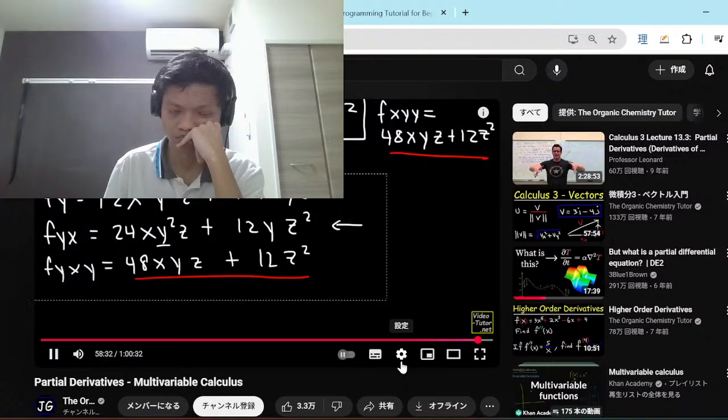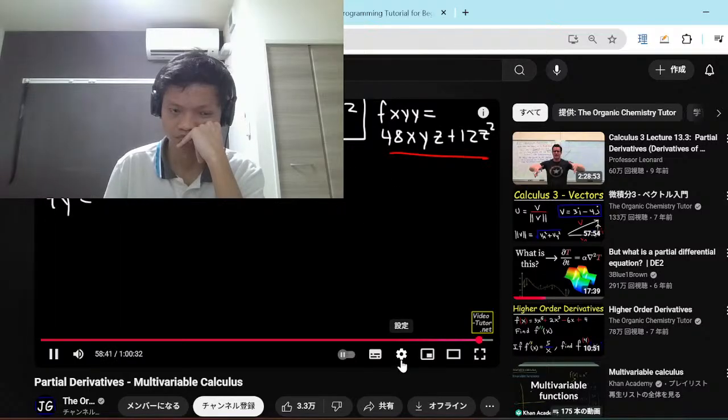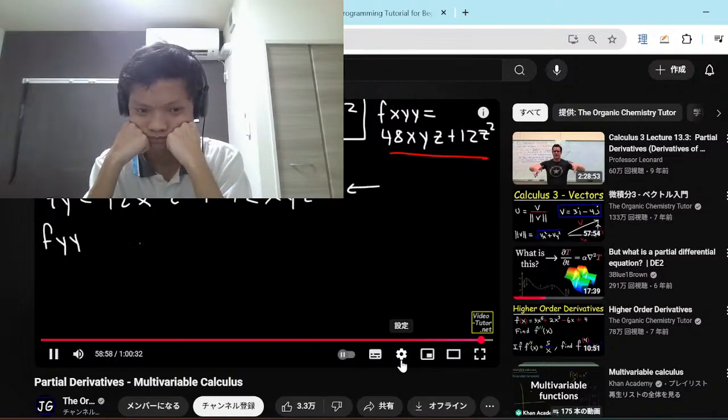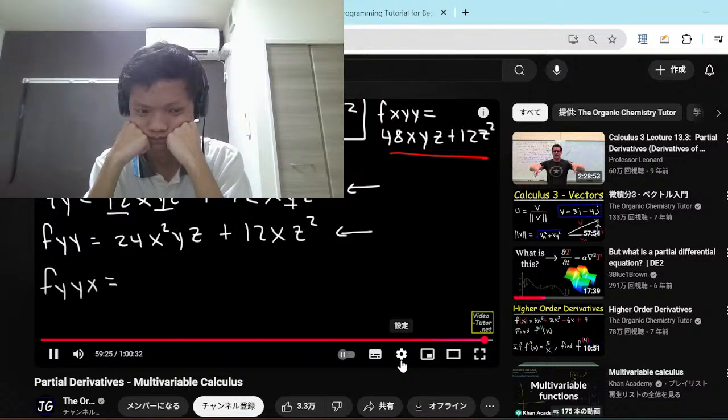Now let's find the last one, f_yyx. So let's find f_y first, which we know is 3y squared times 4, that's 12x squared y squared z, and the derivative of y squared is 2y times 6, that's 12x y z squared. Now let's find the derivative of this function with respect to y. The derivative of y squared is 2y times 12, that's 24x squared y z. And the derivative of y is 1, so times everything else, which is 12x z squared. Now let's differentiate this function with respect to x. The derivative of 24x squared is 48x. And the derivative of 12x is just 12. So as you can see, we're getting the same thing. So the order doesn't matter.